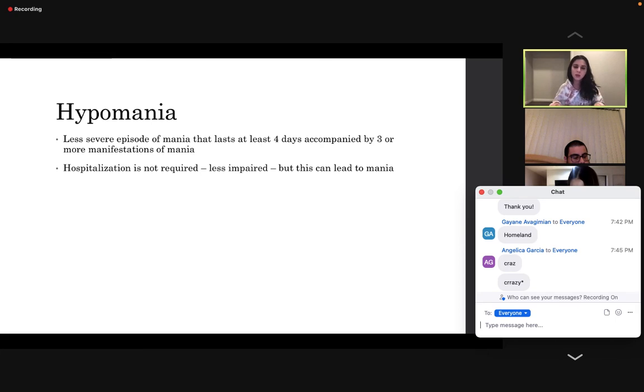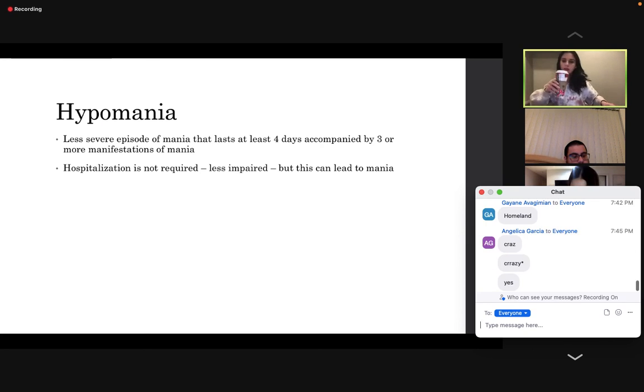Hospitalization isn't necessarily required because your episodes are shorter and your patient's less impaired. But I'm sure at this point your patient's possibly on meds, right? This individual, if they don't abide by it, this can lead to full-blown mania. Okay, are we good on this, guys? So far, so good? Acknowledgement?